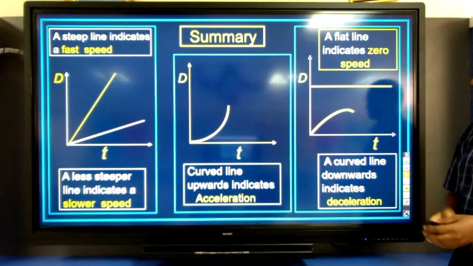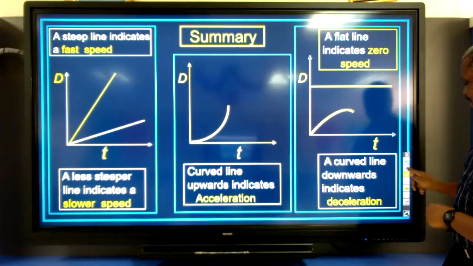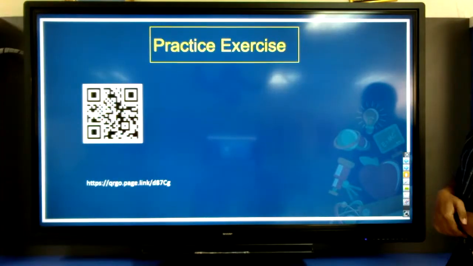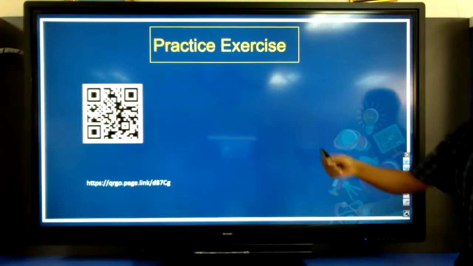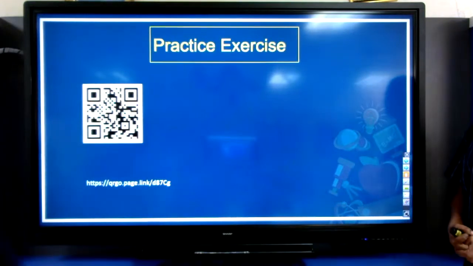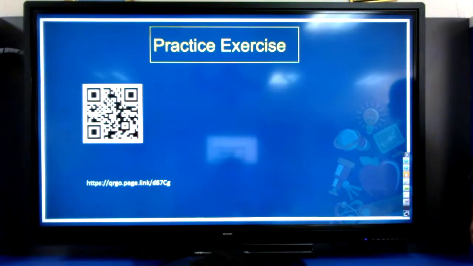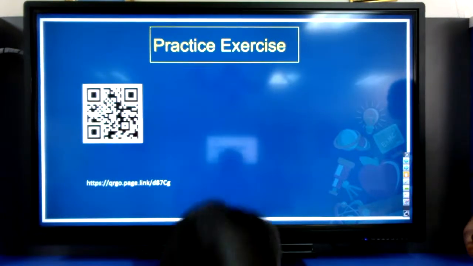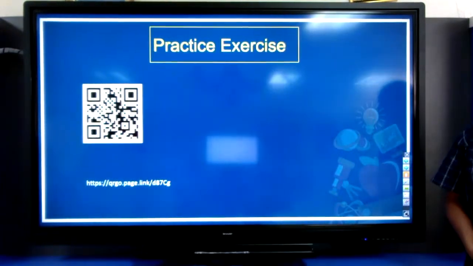I want us to very quickly go to the exercise, as your time is almost up. I want to give you a short exercise to do. Slide number 16. I want you to scan this QR code, and then go straight to this page. There's a worksheet there that I want you to do.